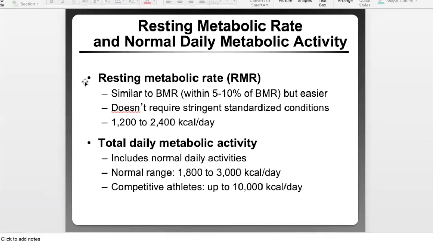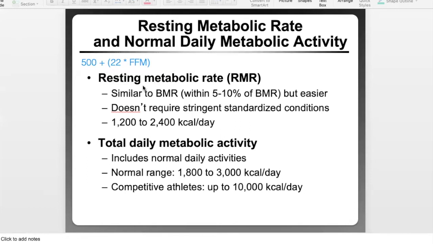So resting metabolic rate is equal to 500 plus 22 times your fat-free mass. Let's put that there. All right, so that's the equation that you can use for resting metabolic rate.